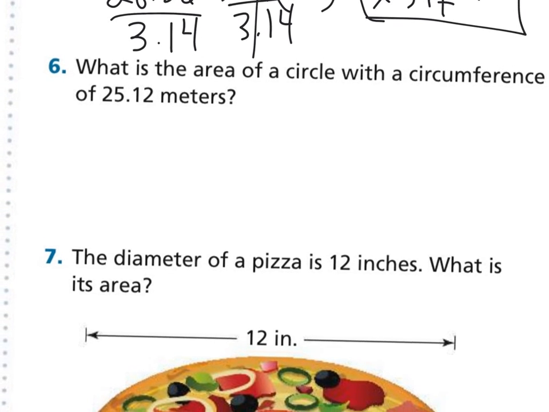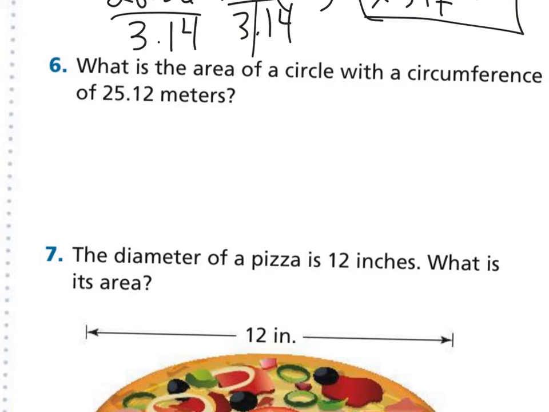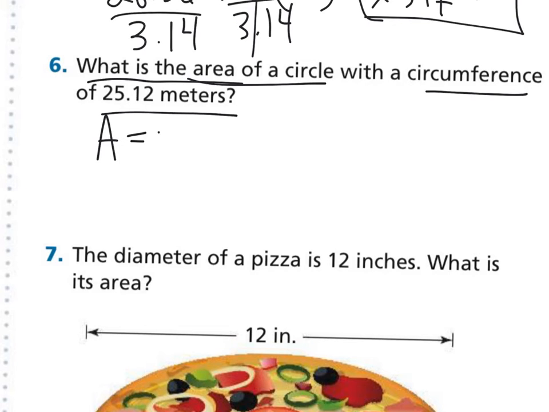Number 6, they're asking for the area of a circle with the circumference of 25.12 meters. The issue here, we have our area formula. The area formula does not involve circumference. So circumference actually is not going to directly help us with our formula that we're trying to work with here. So in order to find the area, we need to find the radius. Well, to find the radius, we're going to use our circumference formula.